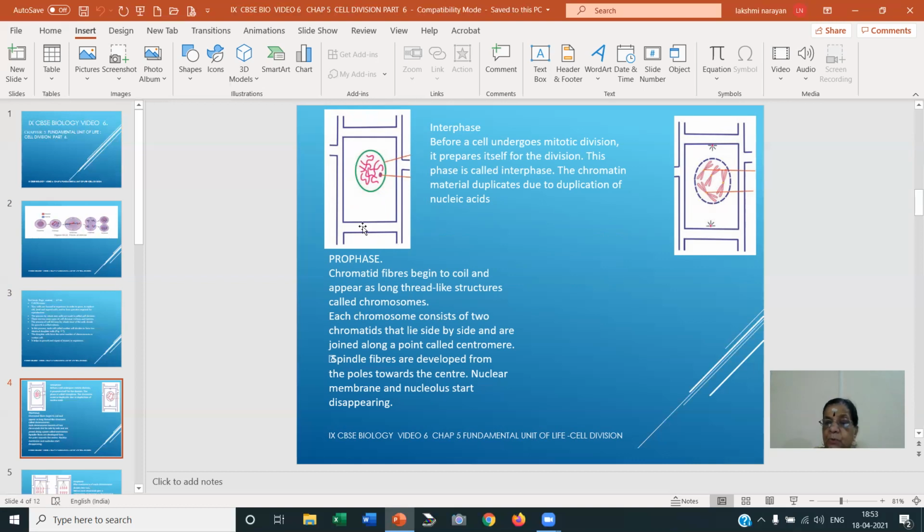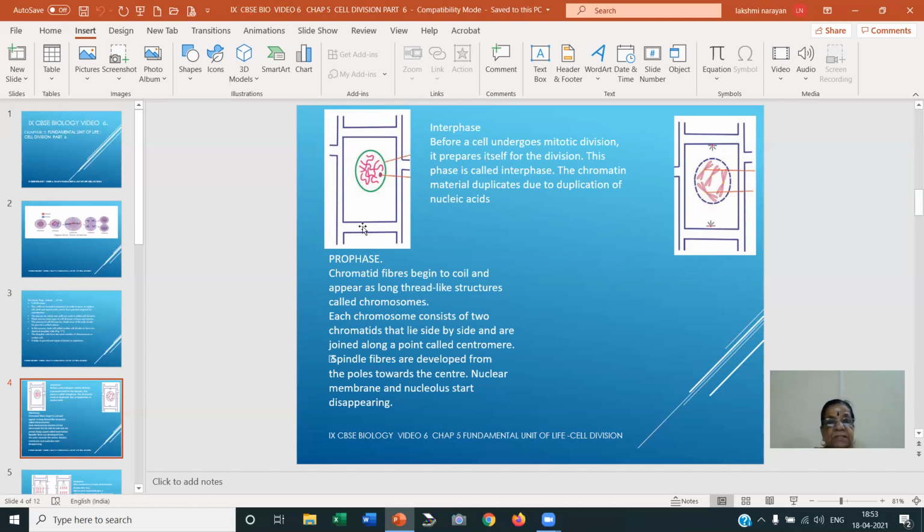Then there are 4 phases for nuclear division: prophase, metaphase, anaphase, and telophase. I repeat, prophase, metaphase, anaphase, and telophase. I hope you follow. So these are the 4 phases in mitotic division.